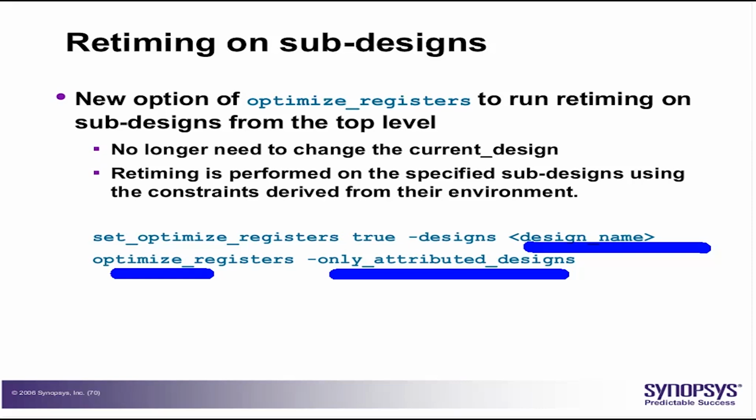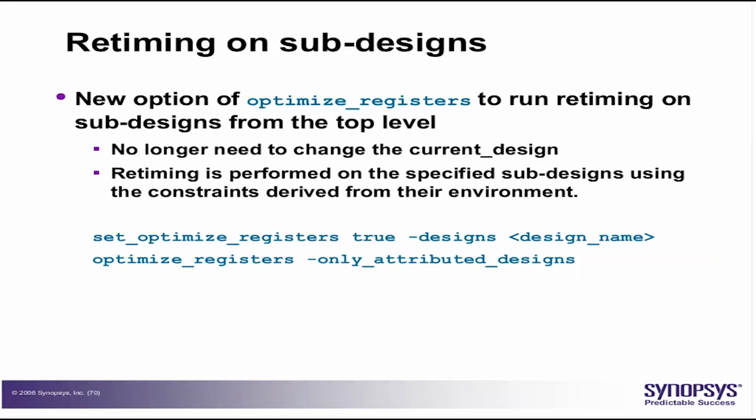Now these attributes are again object dependent. There are some attributes which are special for design, some that are special for cell, and some which are very particular to net. So we'll see a lot of attributes in Unit 5. We'll see some examples. But here the -only_attributed_designs option means do the retiming only on designs that have the optimize registers attribute set to true. So this is the meaning of attributes. I just want to clear that.